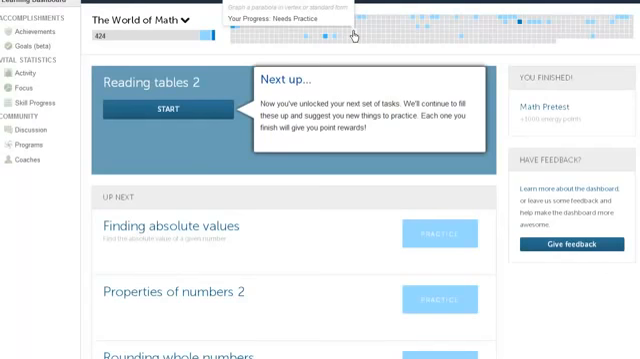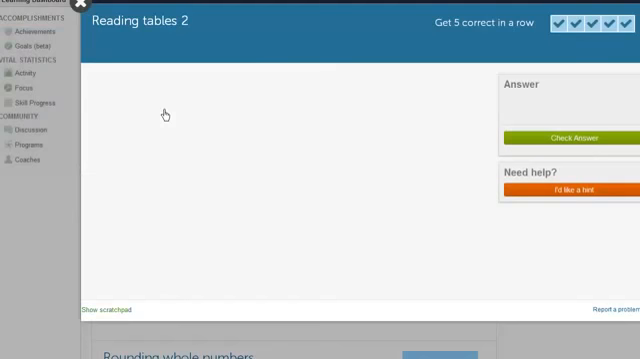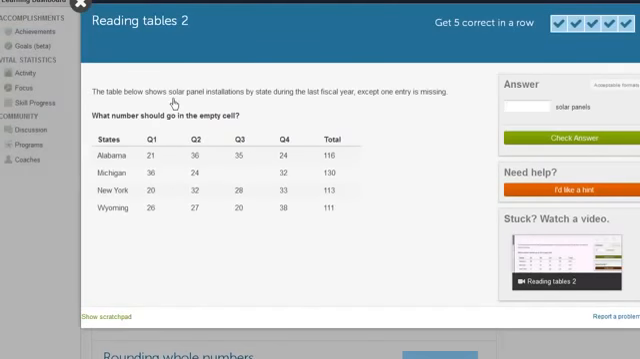And now this is key. Instead of having the old Khan Academy where you just had this huge knowledge map and you said, oh, I guess I'll work on something, one of these 500 things that I see in front of me, this now will recommend what the next best thing is for me. So let me see. So reading tables 2. So I can start working on that. The table below shows solar panel installations by state during the last fiscal year, except one entry is missing.